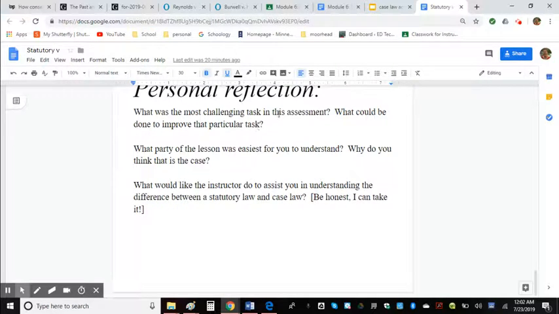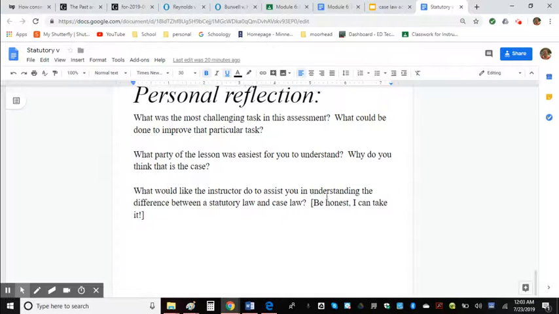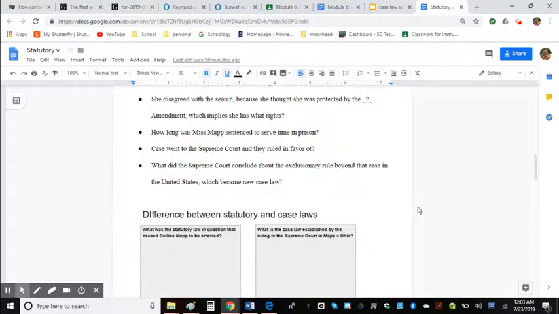What was the most challenging task in this assessment? What could be done to improve that task? What part of the lesson was easiest for you to understand? Why do you think that is the case? And what would you like me to do to assist you in understanding the difference between statutory and case law? I read them all, and so I will take these all into consideration.